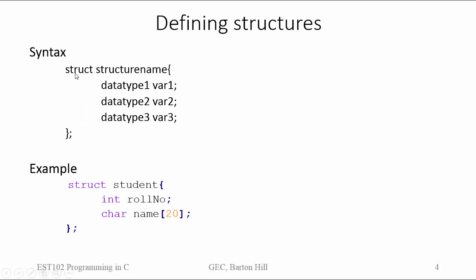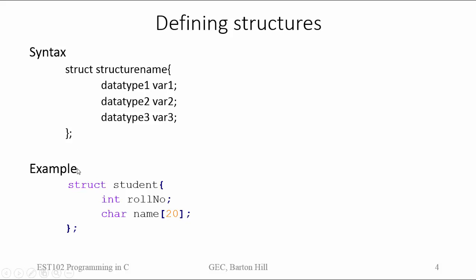We use a keyword called struct, and after the struct keyword, the structure name, then open curly braces, then data type variable 1, data type variable 2, data type variable 3, then close curly braces, then semicolon. Always remember, whenever you are defining a structure, after putting the close curly brackets, you should put a semicolon.